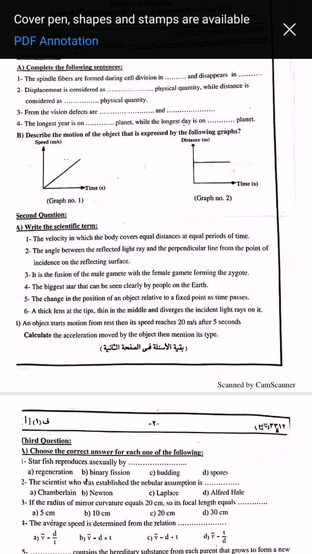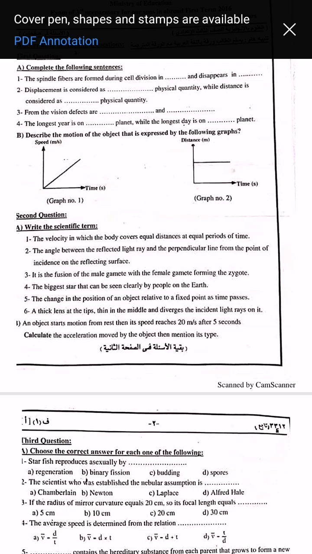Question number 2, write the scientific term. The velocity in which the body covers equal distances at equal periods of time. The answer is regular speed or regular velocity. Or you can say also uniform velocity. The object covers equal distances at equal periods of time. It is a regular velocity or regular speed. We can say also uniform.